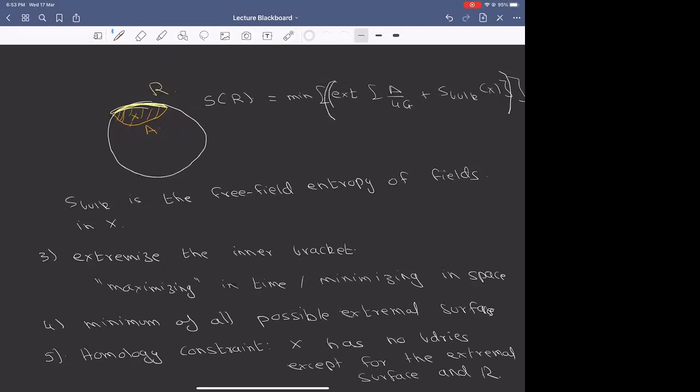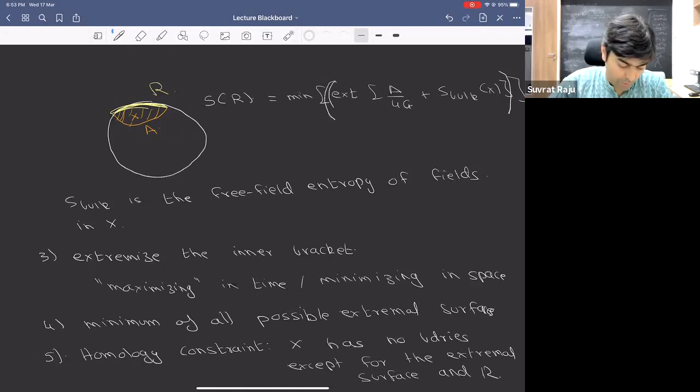Yeah, could you explain what S bulk is? Yeah, so S bulk is the free field entropy of fields in X. What that means is that let's say you have some quantum fields which are propagating in X. This formula makes sense when the bulk is weakly coupled. So when the bulk is weakly coupled, you might have maybe some scalars or some other fields which are propagating, and they might themselves have some entropy which you can compute for this region X, so that's S bulk of X.